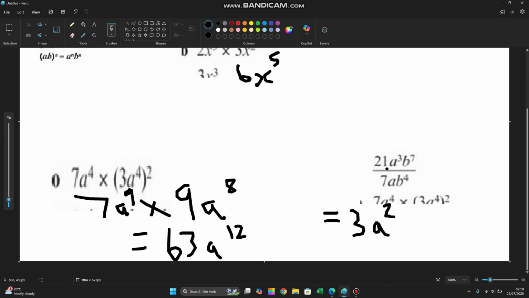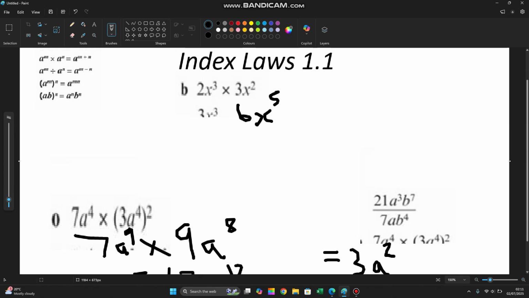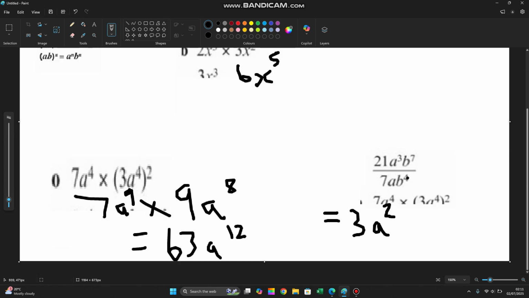And we can do them bit by bit, by the way. We're allowed to just do it bit by bit. So if you're a bit confused as to why we're allowed to do it, it's just because if you imagine it's just 21 times a to the 3 times b to the 7, all divided by 7 times a times b to the 4. So it means that as we go along, we can deal with the things methodically. And then b to the 7 divided by b to the 4, yet again we use this principle, a to the m divided by a to the n is a to the m minus n. So b to the 7 divided by b to the 4 is just b to the 7 minus 4. So we get b to the 3. And that is our final answer.